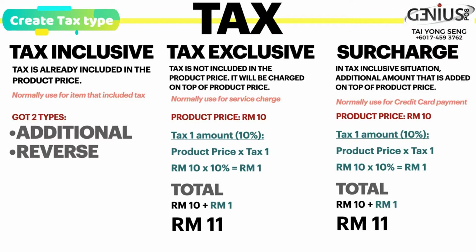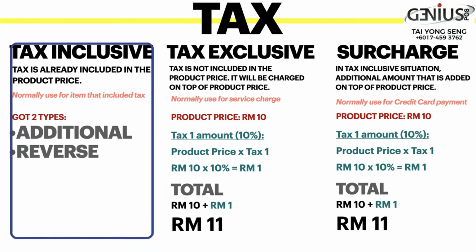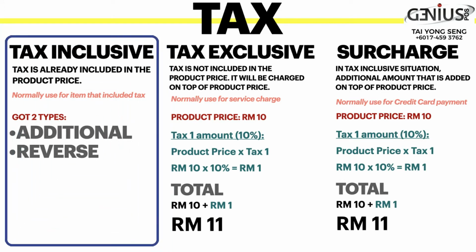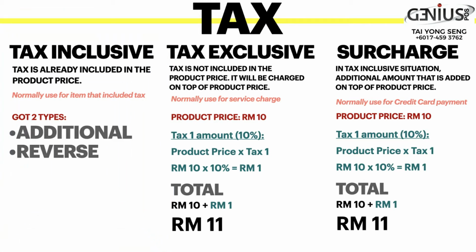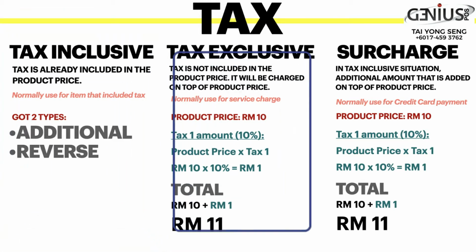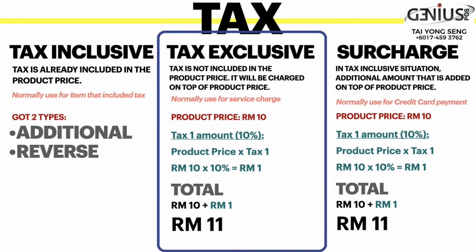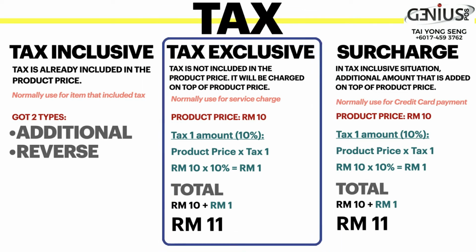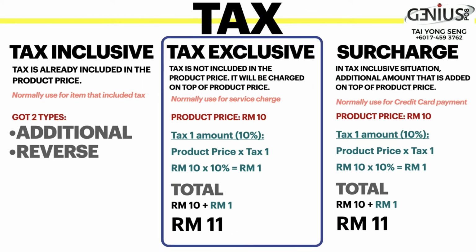Okay, so tax got three different types, which is tax inclusive. Tax is already included in the product price. So normally it's used for the item that include tax and got two types, which is the bottom one, additional and reverse. Then the second type is tax exclusive, which means that the tax is not included in the product price. Normally is used for the service charge.